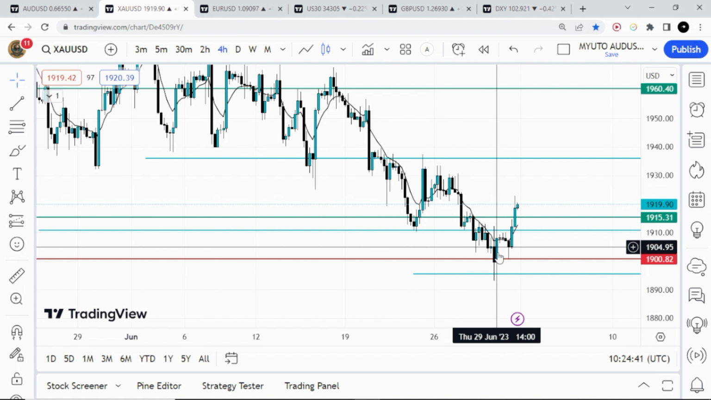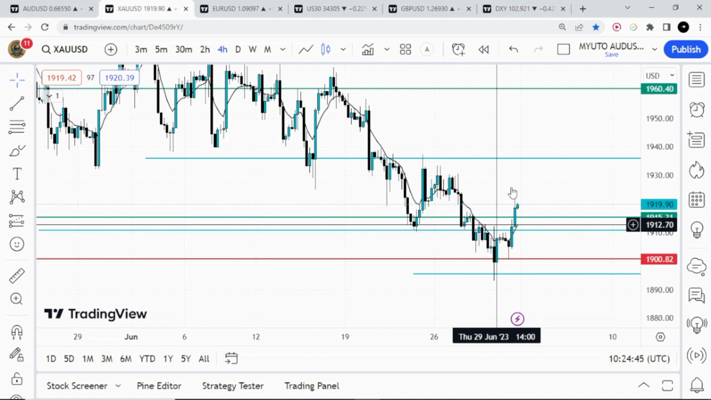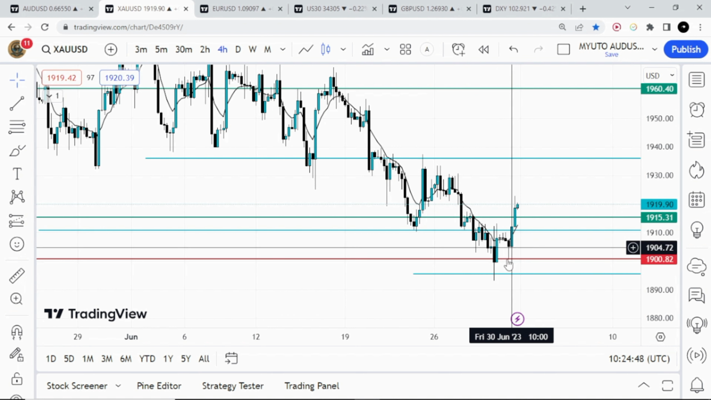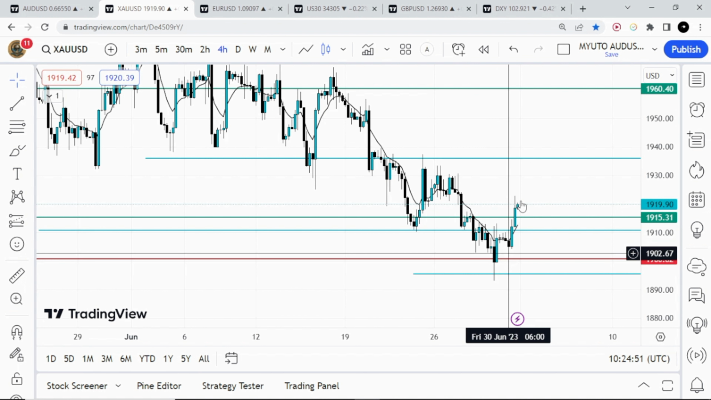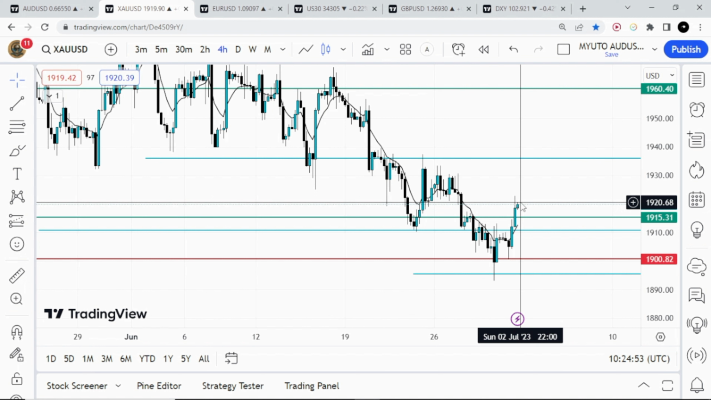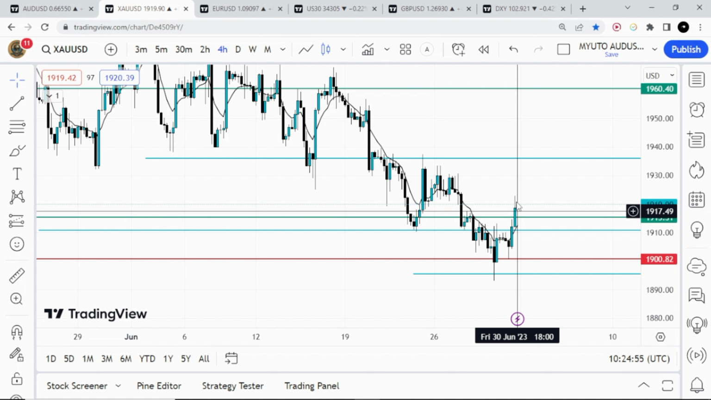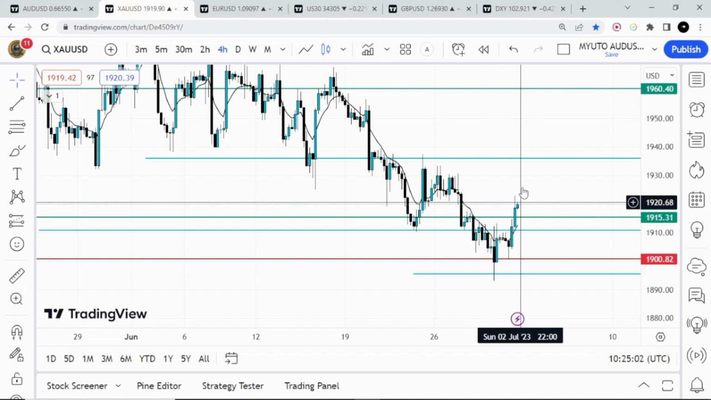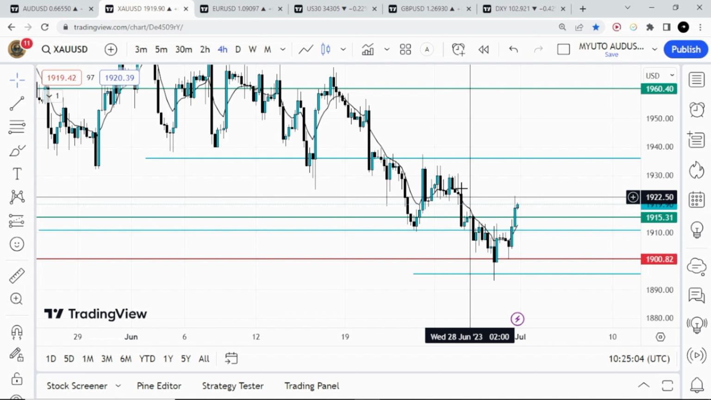So we eventually came down to 1900, and from 1900 we popped back up. First, we retraced back, then we had another retest, and then we had an impulsive move to the upside. And now currently for gold, I'm expecting price to find resistance at 1922. If not 1922, 1925, around this zone here.